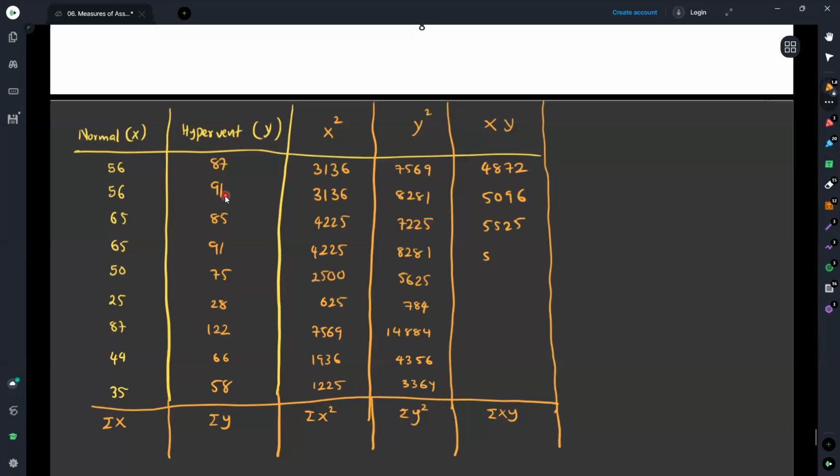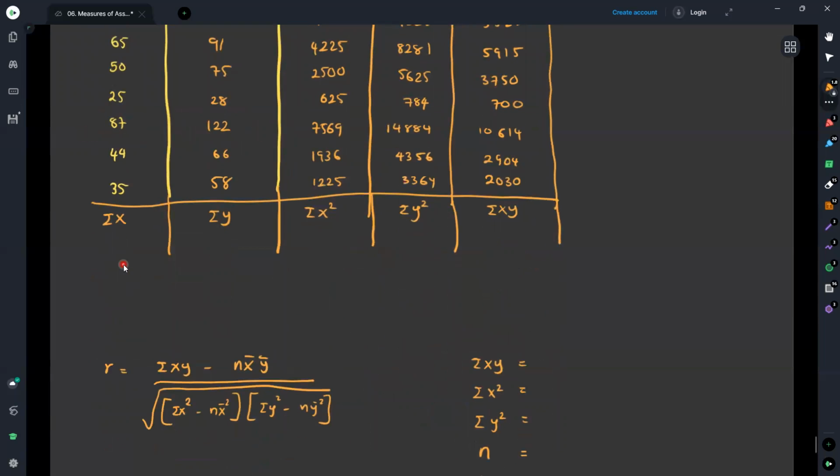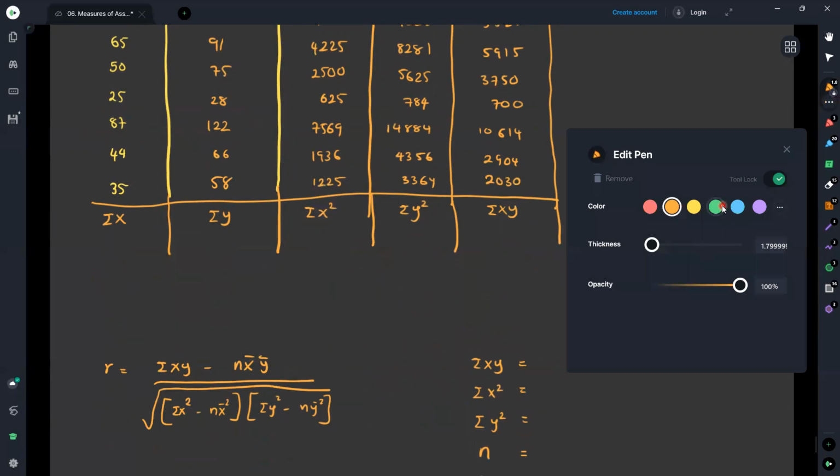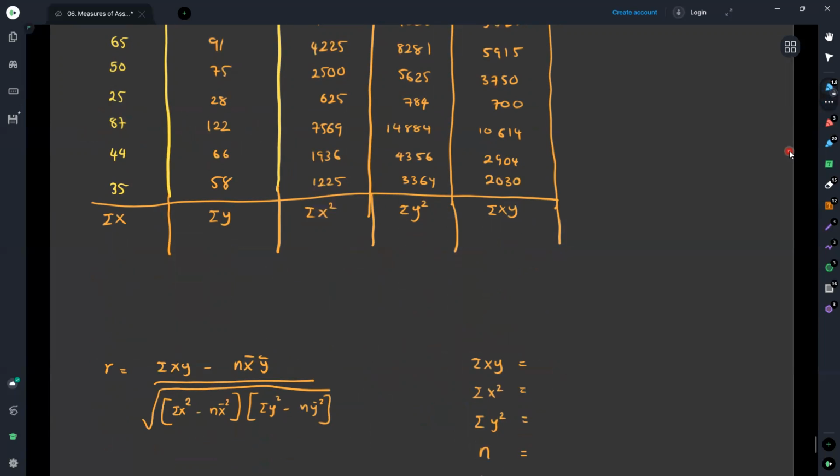5,525. As the last value, it is 35 into 58. We'll get the value as 2030. And now what we need to do is get the summation of each column. It is because all of these values are used in the equation. Then if I get the summations, we can see the summations in this way.